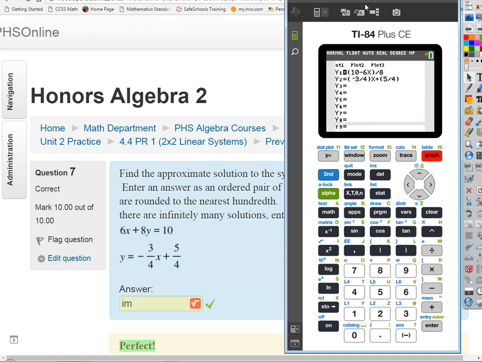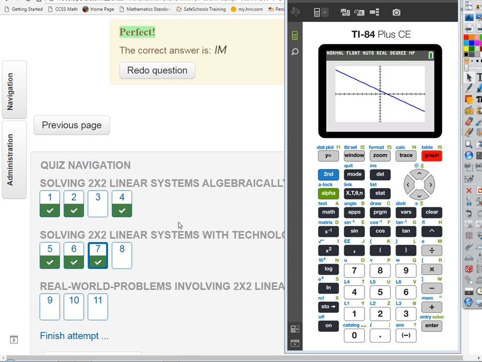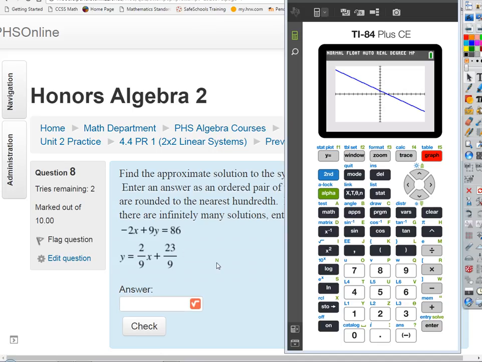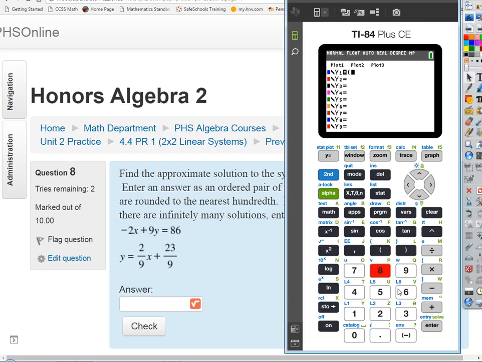Okay, and then finally, what about something like this? Okay, so the first one, if I solve that into the calculator, I get the quantity 86, add 2x to the right side, and divide the whole quantity by 9.